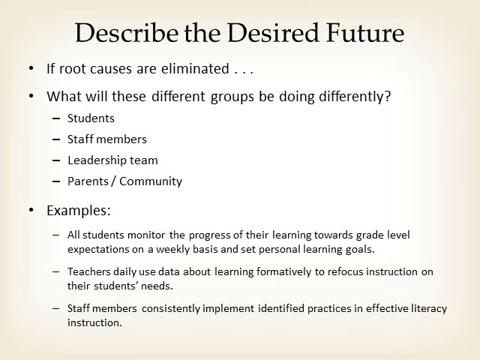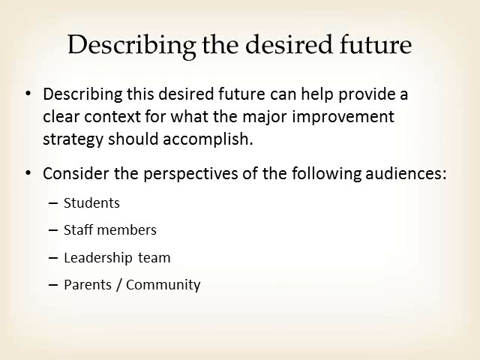Examples could include: all students monitor the progress of their learning towards grade level expectations on a weekly basis and set personal learning goals. Teachers daily use data about learning formatively to refocus instruction on their students' needs. Staff members consistently implement identified practices in effective literacy instruction. Describing this desired future can help provide a clear context for what the major improvement strategy should accomplish. Consider the perspectives of the following audience: students, staff members, leadership team, and parents and community.